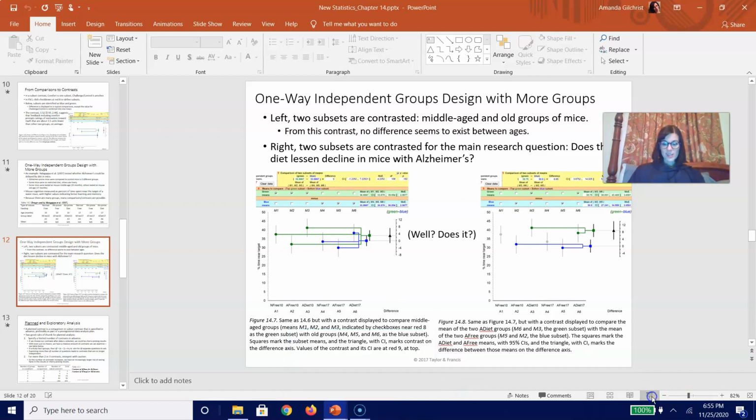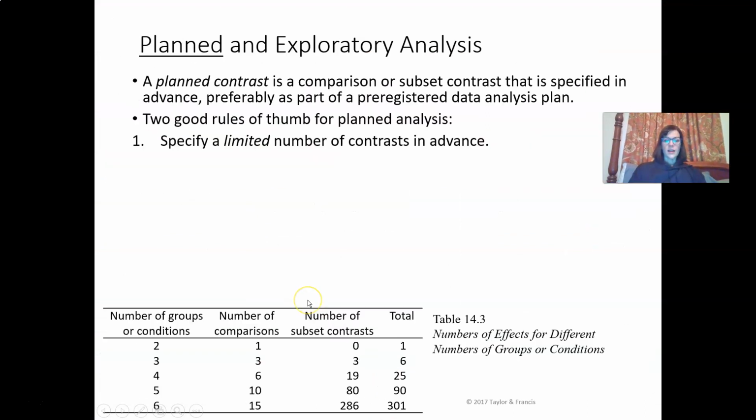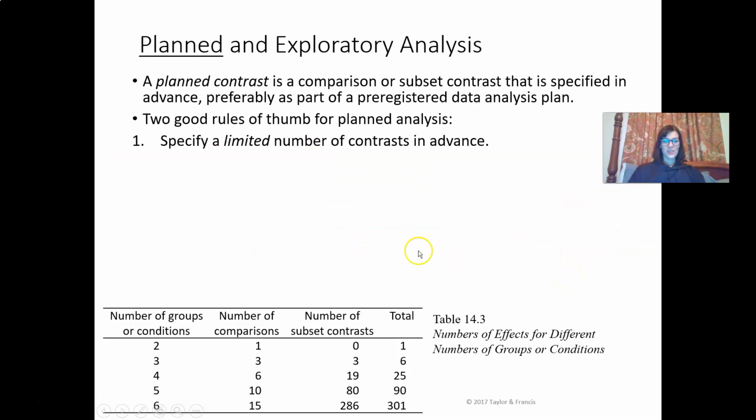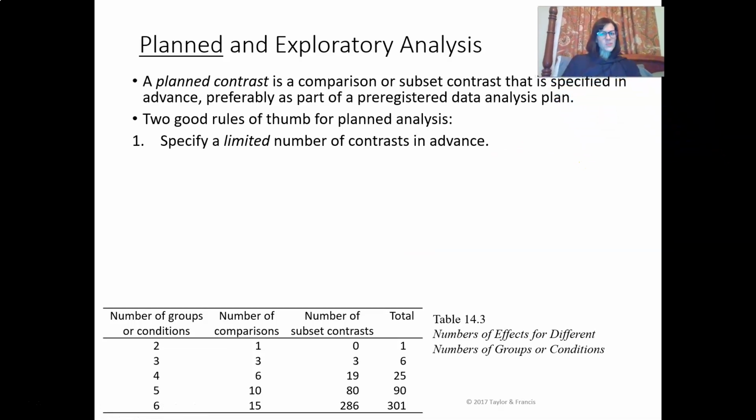All right. So in this case, does the diet lessen decline in mice with Alzheimer's? Absolutely. So in the case of looking at old age, I wasn't really necessarily expecting there to be a difference in old age. And because of that, that's not a really big deal. I'm glad that when you plan out an analysis and you're looking at your Alzheimer's prone group and you find a difference, that's good. You should be specifying what you specifically want to look at ahead of time.